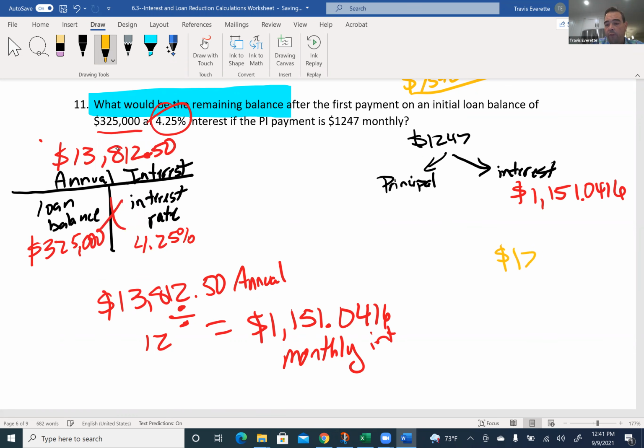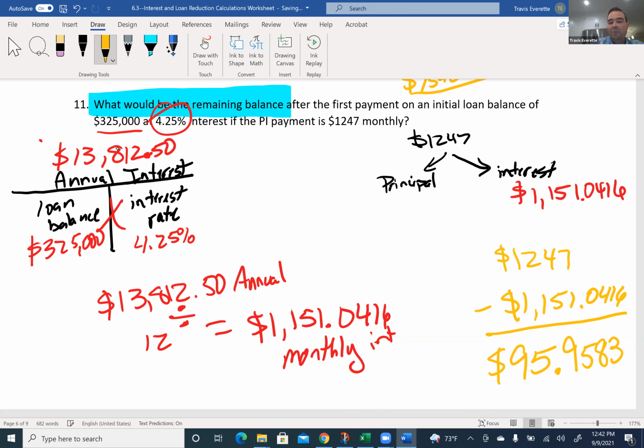Well, once we know that, it's pretty easy to come up with our principal, because we're just going to take the total payment of $1,247 and subtract the $1,151 that's coming out as interest. And that leaves us with a whopping $95 and about 96 cents that's going toward principal. 95 bucks. That's it. Not much on that one at all.